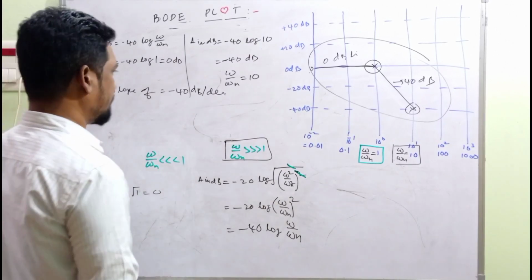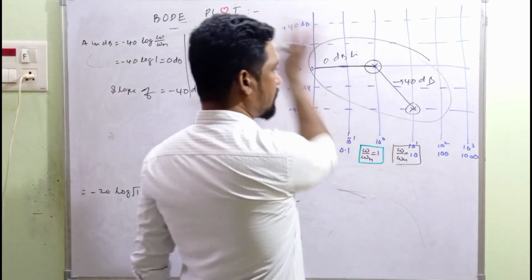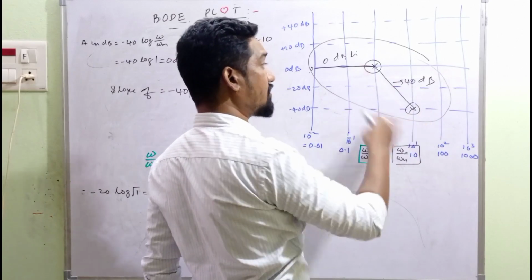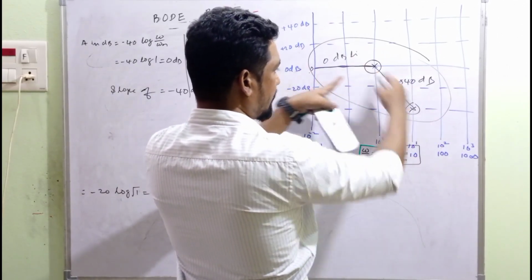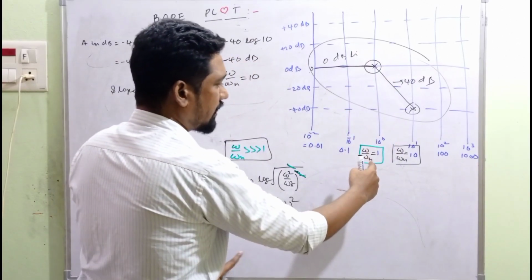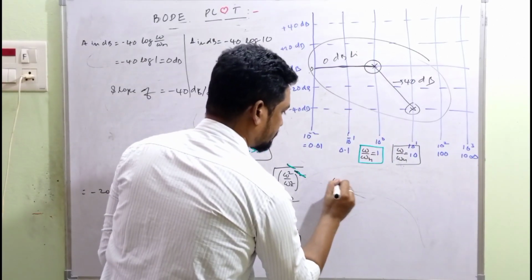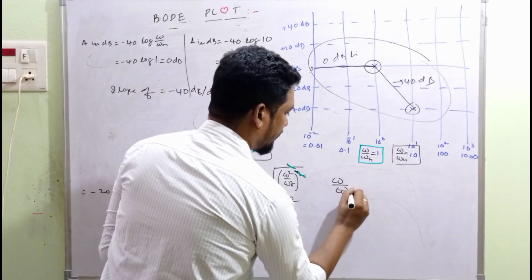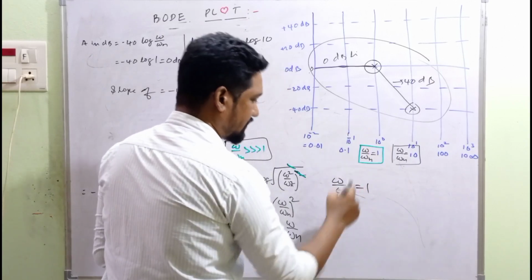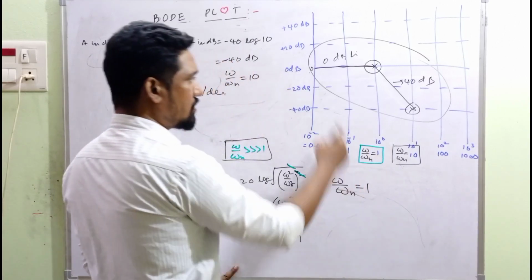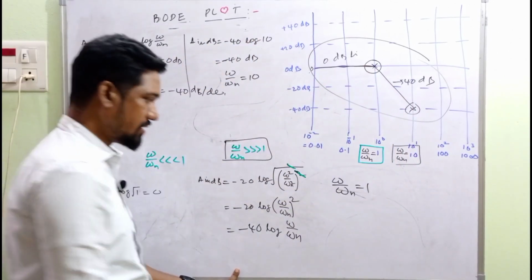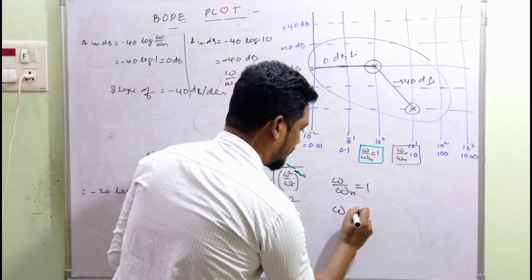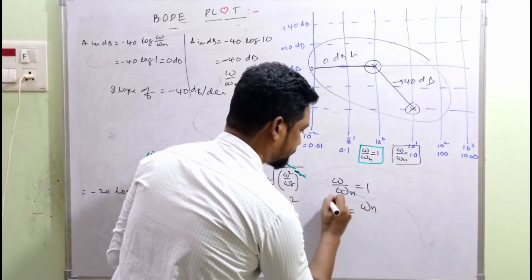Right? And the 0 dB line of the factor and the minus 40 dB line of the same factor are meeting, intersecting at omega by omega n equal to 1. It says omega by omega n equal to 1. This is the value of frequency at which the 0 dB line and the 40 dB line of the same factor are intersecting, right? And from this one, omega equal to omega n.